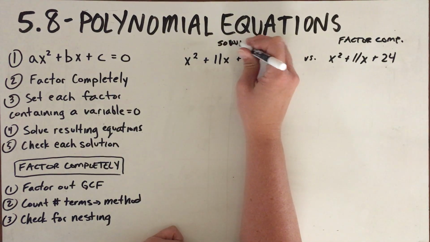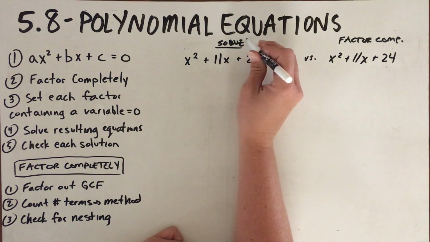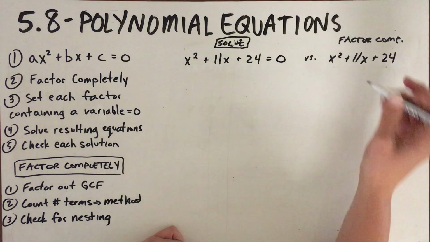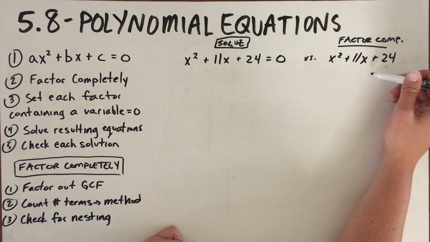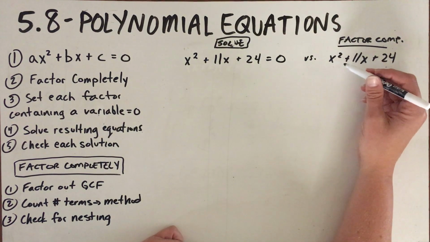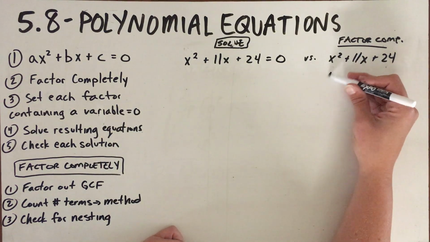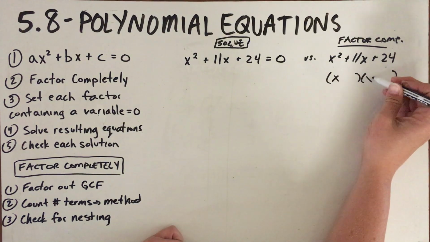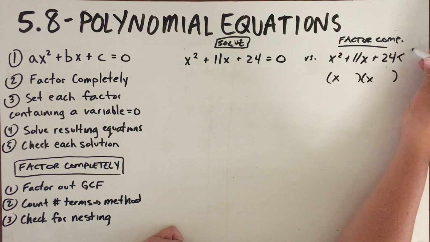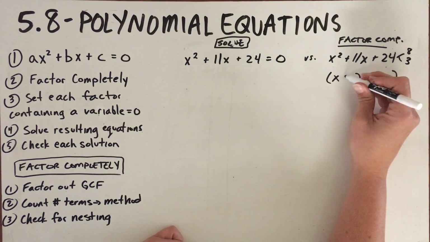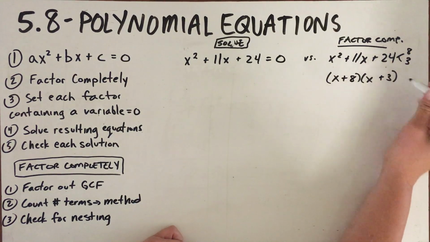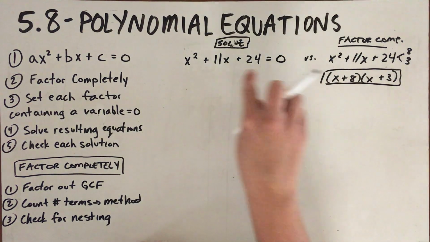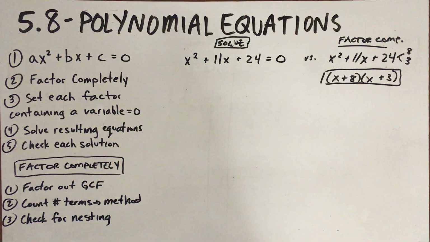Well, what makes them different is your goal. Here, this is an expression, so we're factoring it. There's no GCF here. This is a three-term polynomial that I can use hippobutts to factor. The last number is what times what? That's going to be a positive 8 and a positive 3, and my answer is these factors. This is factored completely.